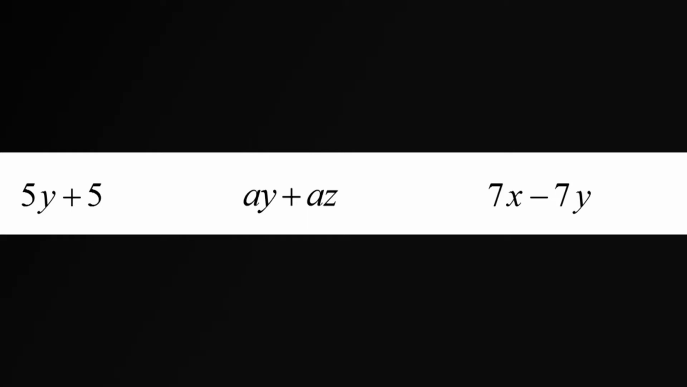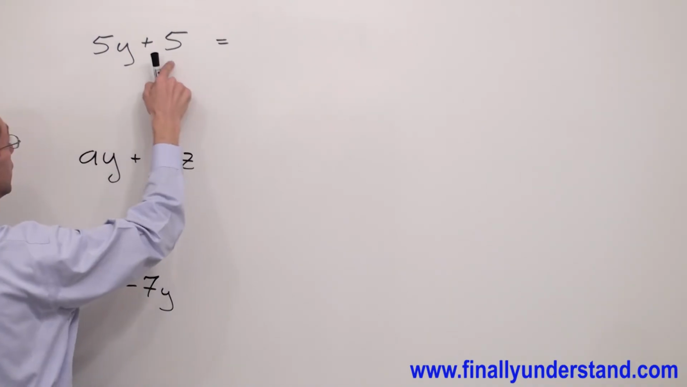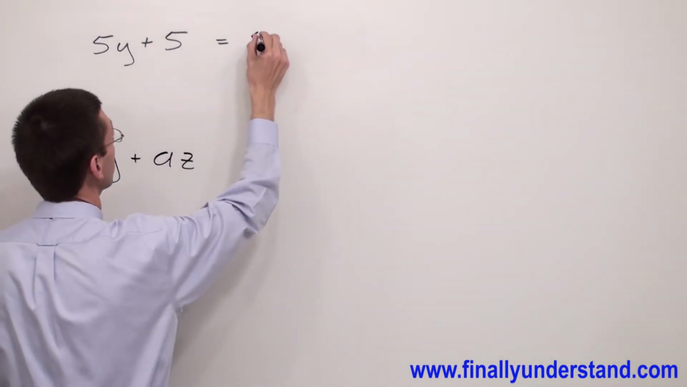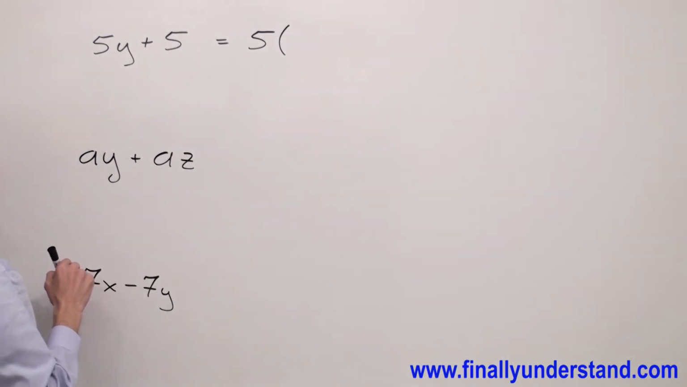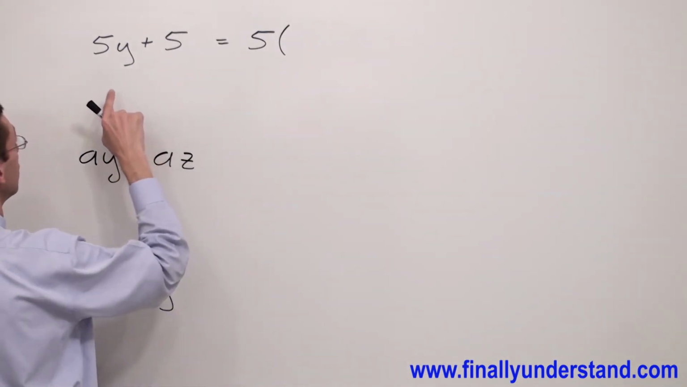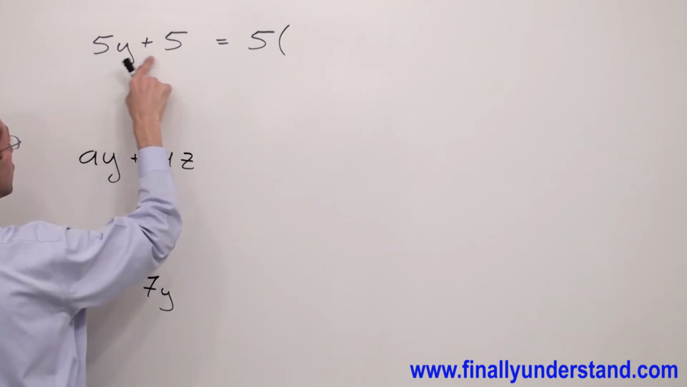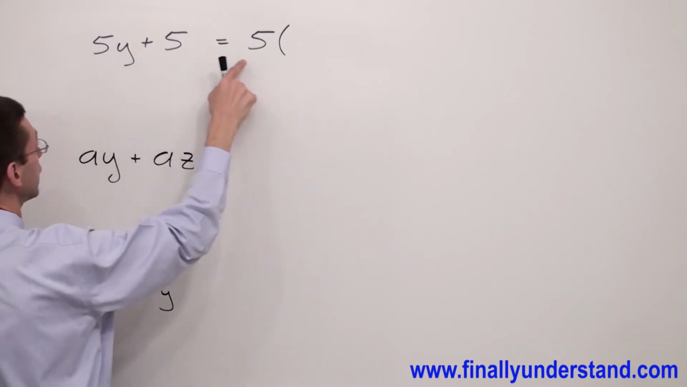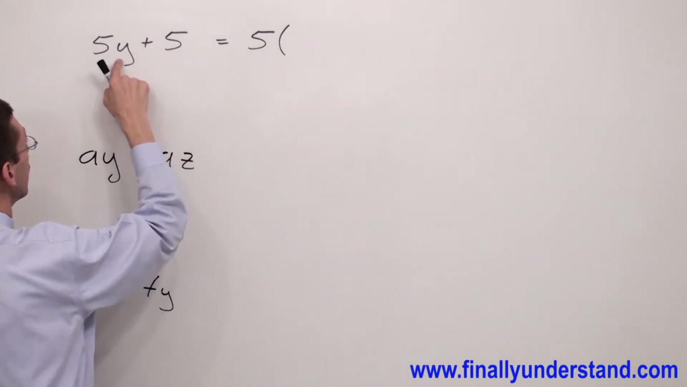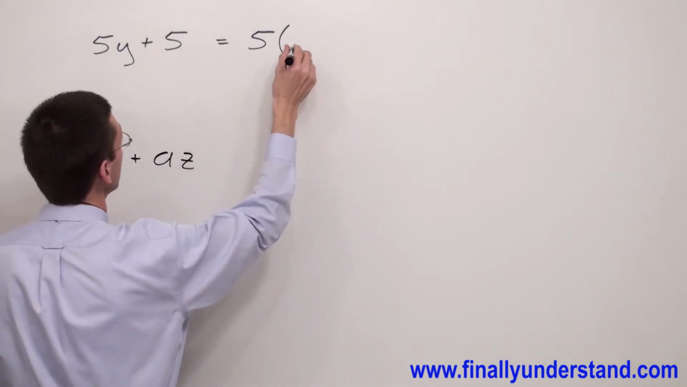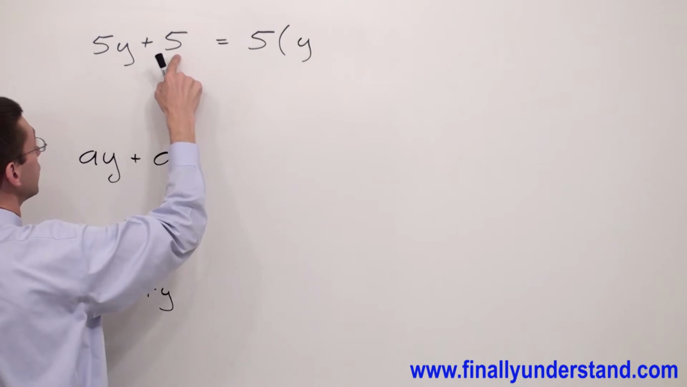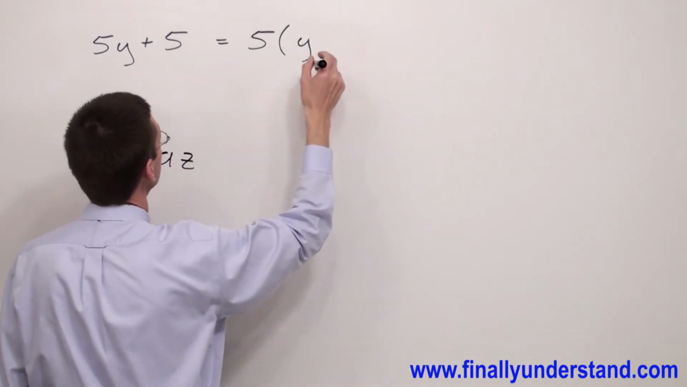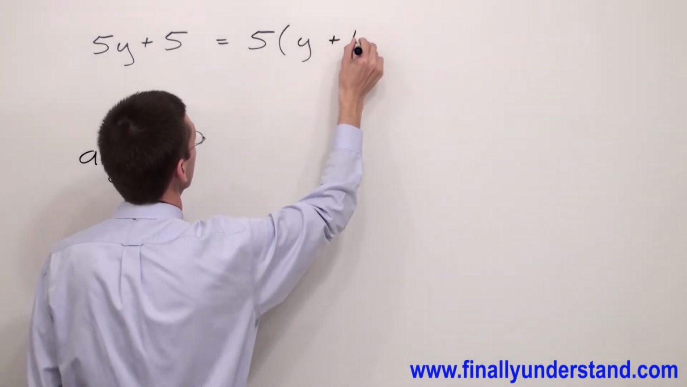5y plus 5. The common factor for these two terms, as you can see, is 5. The question is, what am I supposed to write inside of the parentheses? Okay, you have to divide every single term of your polynomial by the common factor. 5y divided by 5 is y. Positive 5 divided by 5 gives me positive 1.